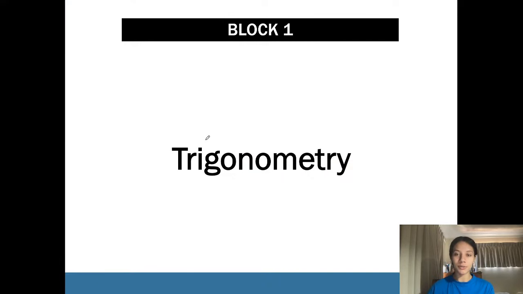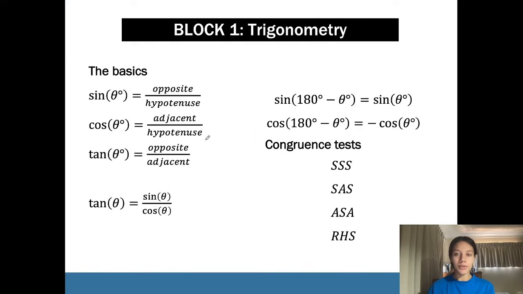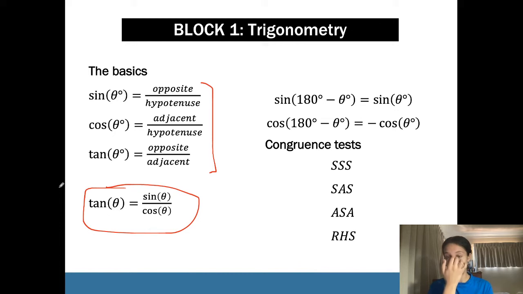Alright, so a little bit on trigonometry. A little summary there with your trigonometry. You'll have all of your trig ratios. Hopefully you've been doing them for quite a few years now. Also, this is a really useful thing to know, and not a lot of people actually know it: the tan of an angle is equal to the sine of that angle divided by the cosine of that angle. And then we have some congruence tests in there.